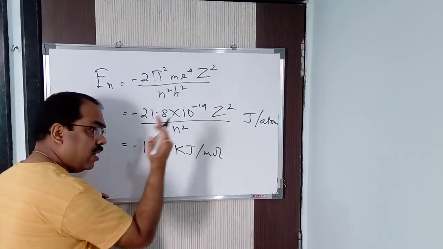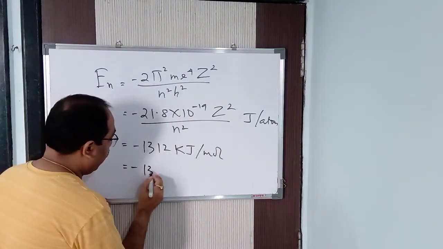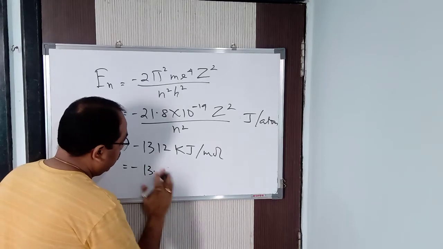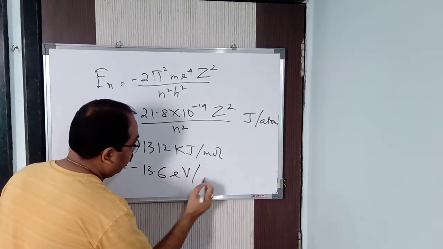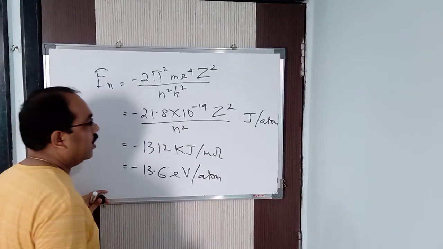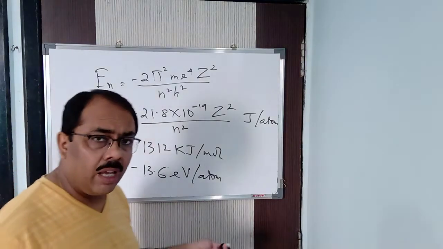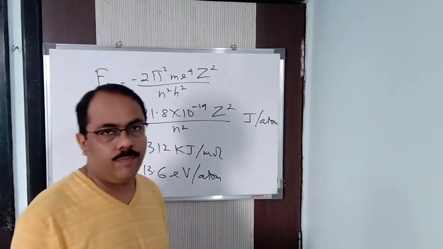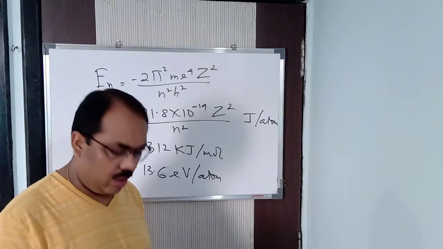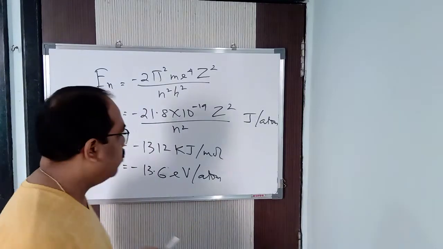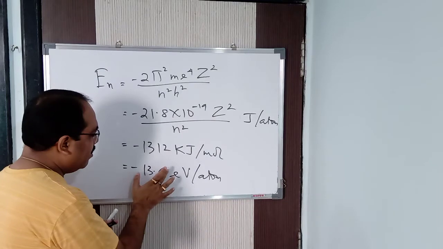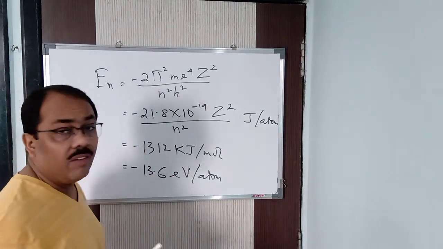Again, same thing, Z is 1 and n is 1 I am taking. Or minus 13.6 electron volt per atom. I am giving all these values because questions can be in any unit. The energy can be given in any unit, so you need to solve accordingly. So you need to remember these values.